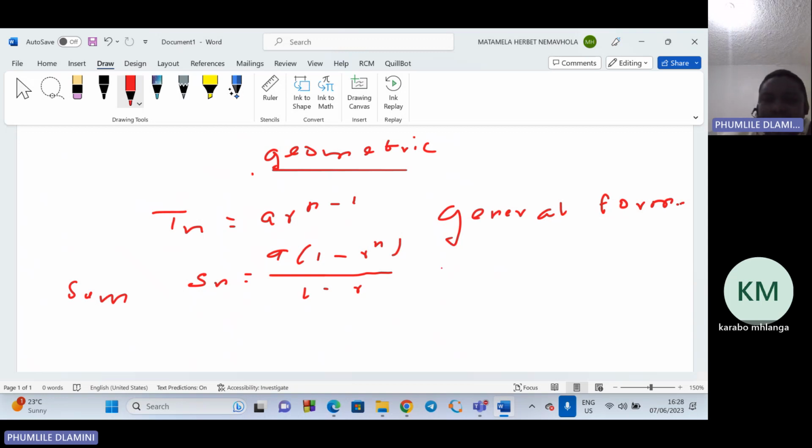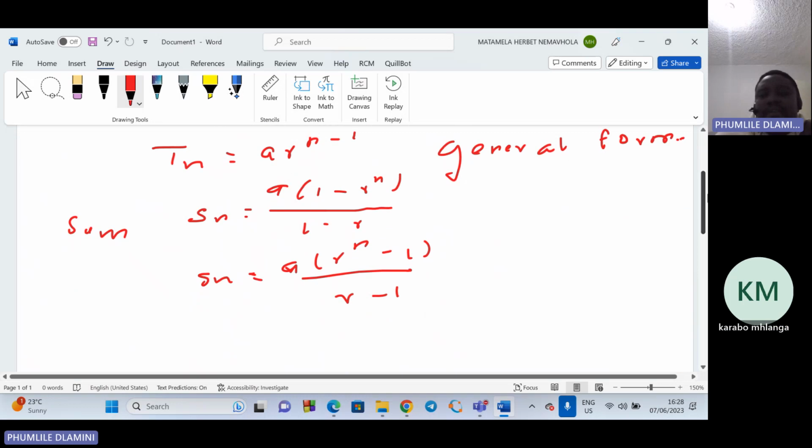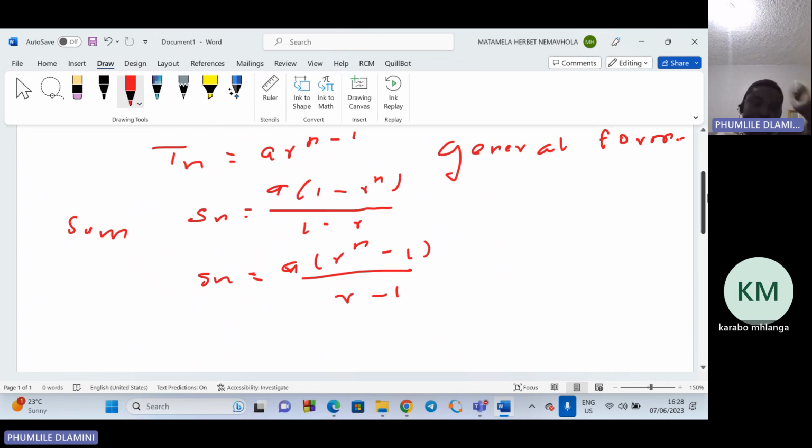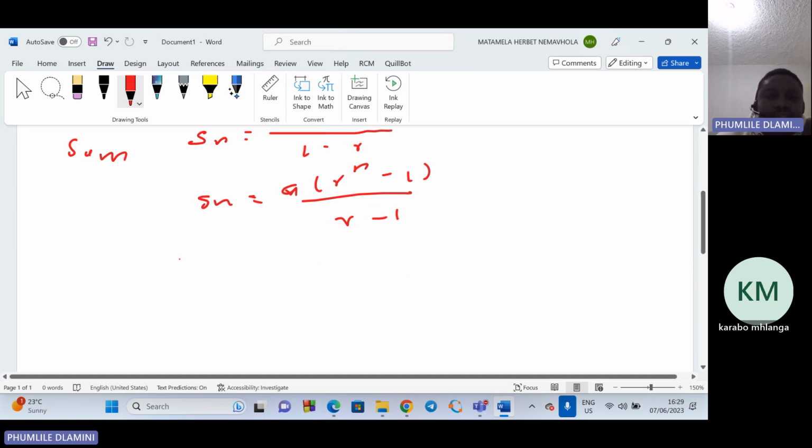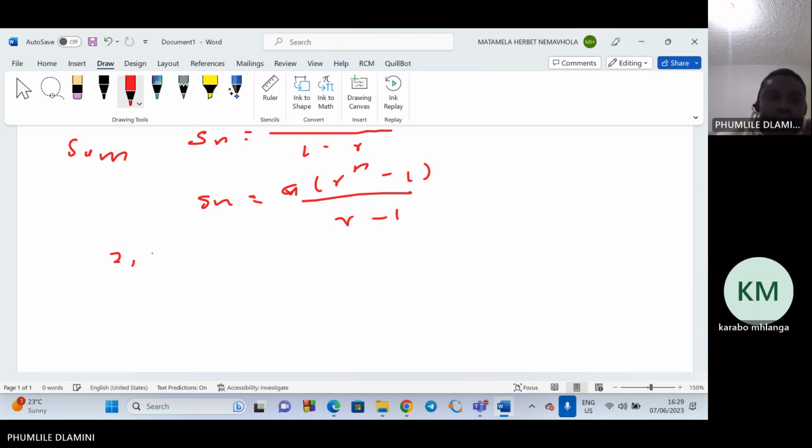Sometimes the formula can be written in two types. You can write it as R to the power n minus 1 over R minus 1, and they give you the same answer. Sn equals A in brackets R to the power n minus 1 over R minus 1. So these are the formulas that you use to get the sum of a geometric sequence.